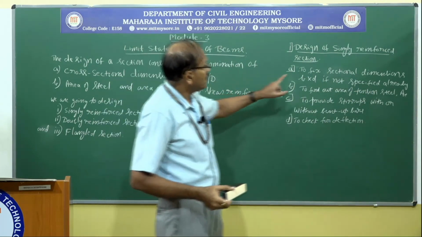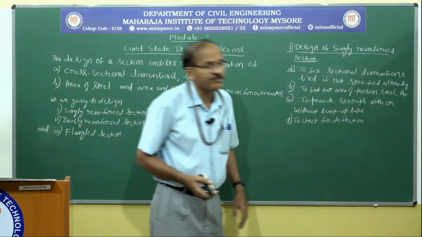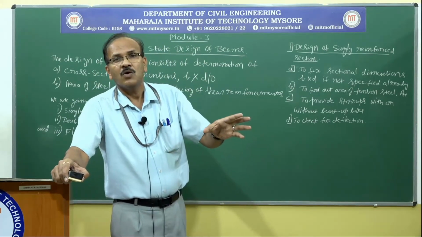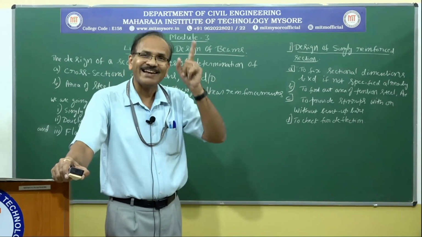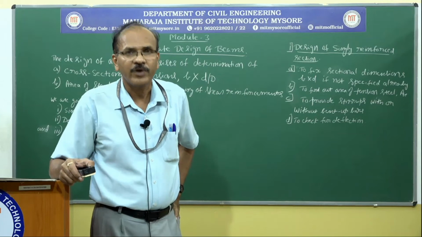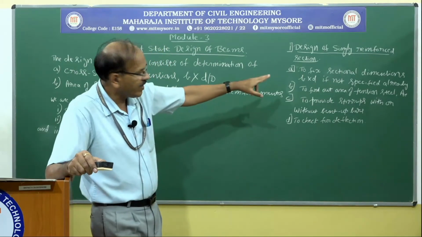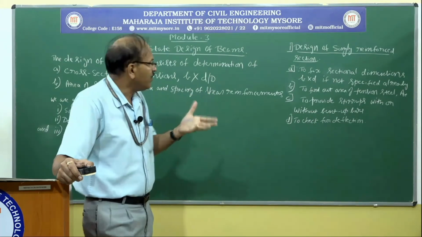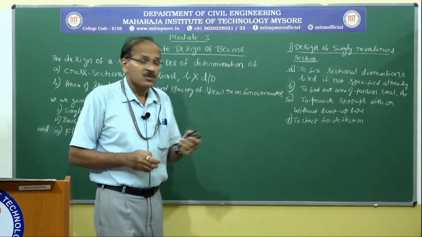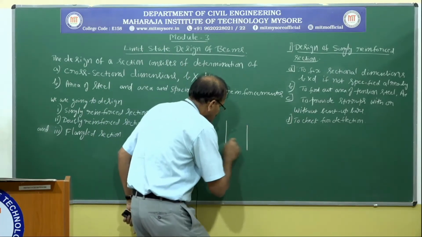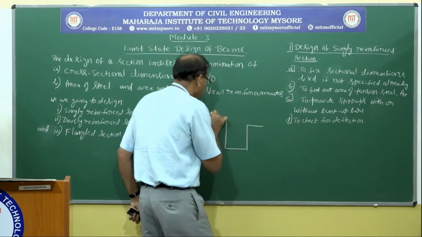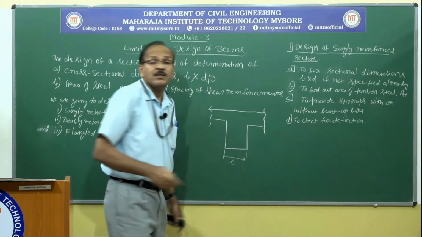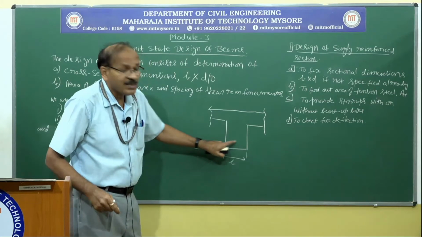So what does it mean? To fix section dimensions B by D if not specified already. You will be given a span and a load, or else you need to calculate the load coming on that beam. Based on the span, we fix the dimensions B and D. So what should be the B value? If not given, we have to fix the width of the beam in such a way that it can accommodate the required reinforcement.